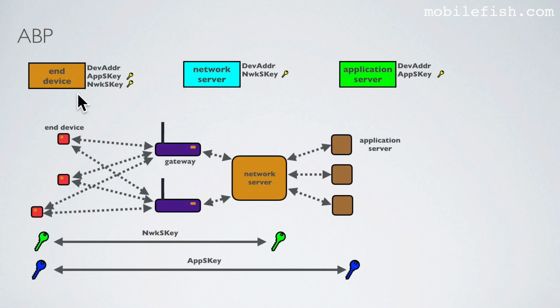In the activation-by-personalisation method, the end device must store the device address, application session key, and a network session key. The network server must store the same device address and network session key.